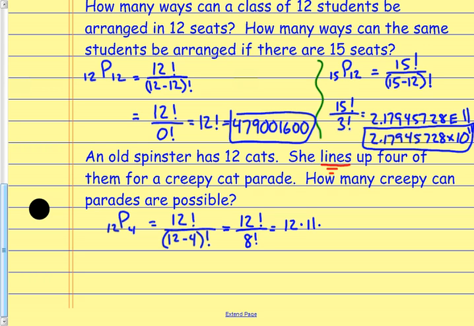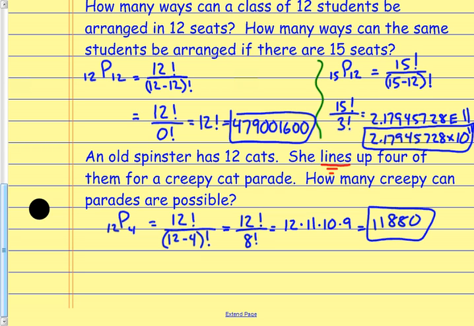So I plug this into my calculator, the 12 times 11 times 10 times 9. And it looks like it gives me approximately or exactly 11,880. 11,880 different ways that we can line up these 4 cats out of the 12.